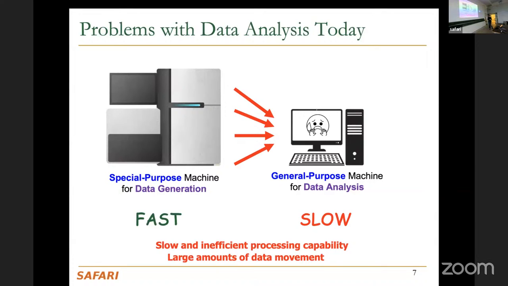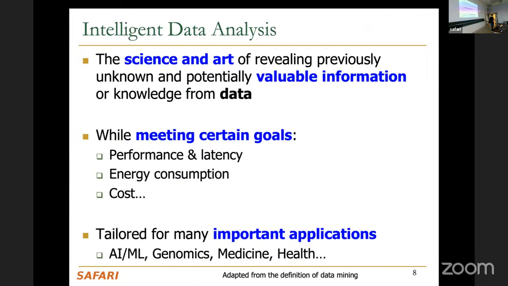However, the main problem with data analysis today is that in most cases, we usually have a special purpose machine that is really specialized for generating data in a very fast way. The goal of such a machine is usually not to compute on the data, but to generate the data itself. You can think of sensors, or in this case, a sequencing machine that generates genomic data. It takes a genomic sample and then generates the digital form of it. However, we usually try to analyze this data using general purpose machines, right? And this makes things slow because this machine is not necessarily designed to analyze that specially formatted data with special needs, right? And of course, special needs can mean many things.